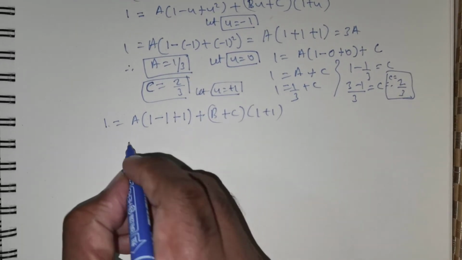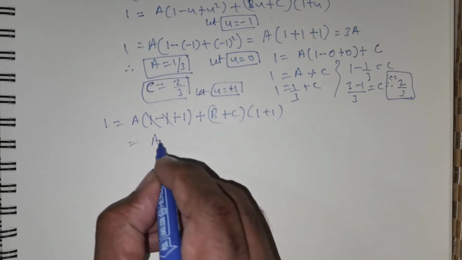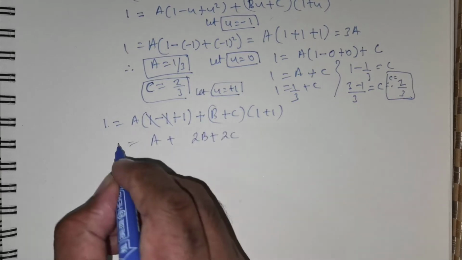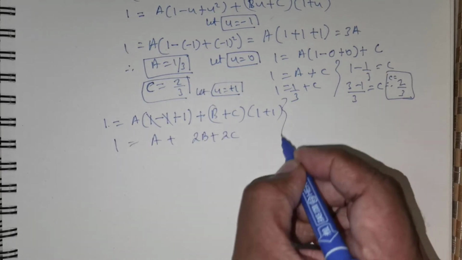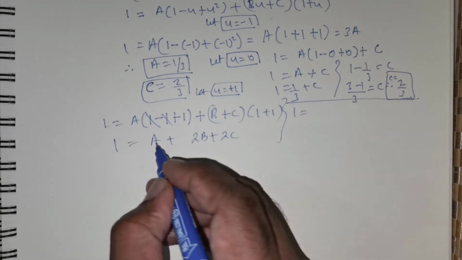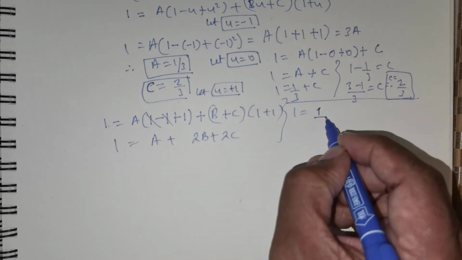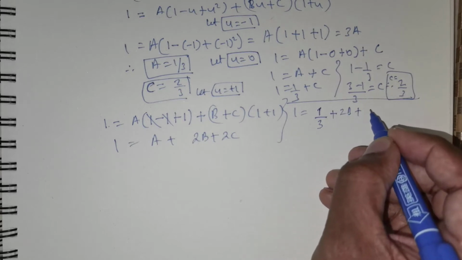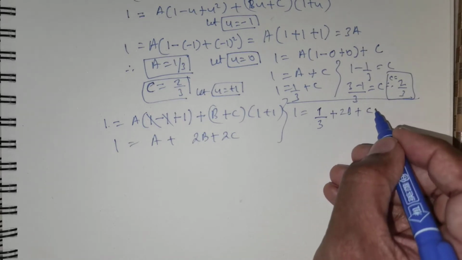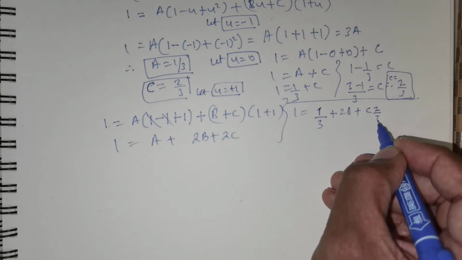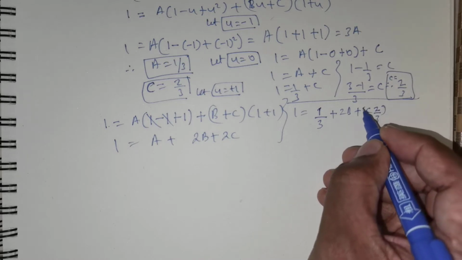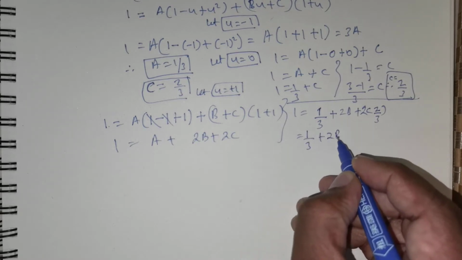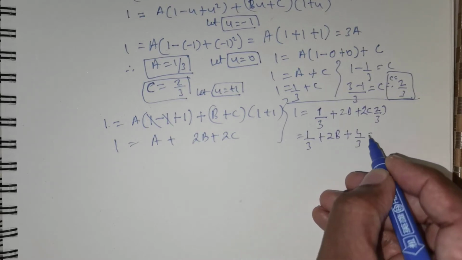Right? So this is going to be a, this is going to be 2 times b, positive 2 times c is equal to 1. I know the value for a is 1 over 3. I know the value for c, my value for c is 2 over 3. So 2 over 3 times 2. So this is going to be 1 over 3 positive 2 times b, positive 4 over 3.